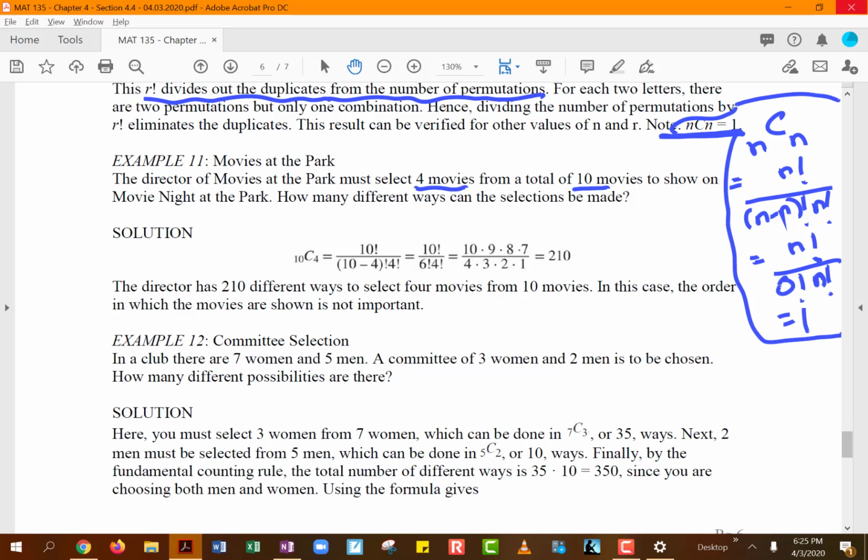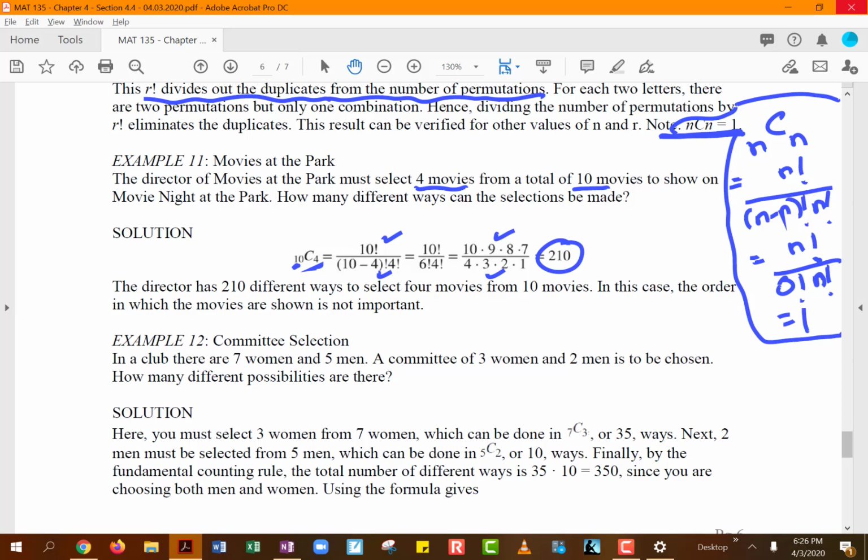So from a total of 10, we are choosing 4. Again, using our combination formula, you can see what this comes out to be. And then clean this up, and you basically end up getting 210 different ways that you can select 4 movies out of a total of 10 movies. And again, as I said, the order was not important here, and that's why we went with combination.